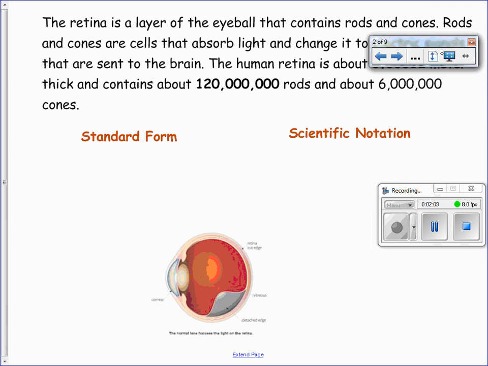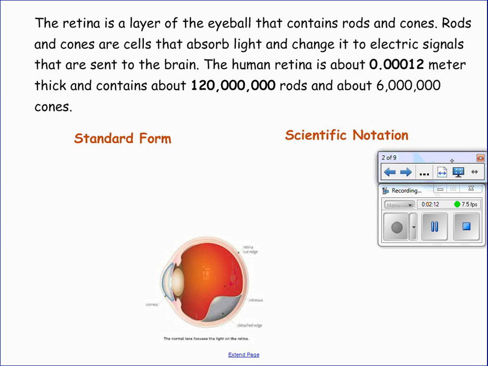So we're going to have a word problem using scientific notation. The retina is a layer of the eyeball that contains rods and cones. Rods and cones are cells that absorb light and change it to electric signals that are sent to the brain. The human retina is about 0.00012 meter thick and contains about 120 million rods and about 6 million cones.